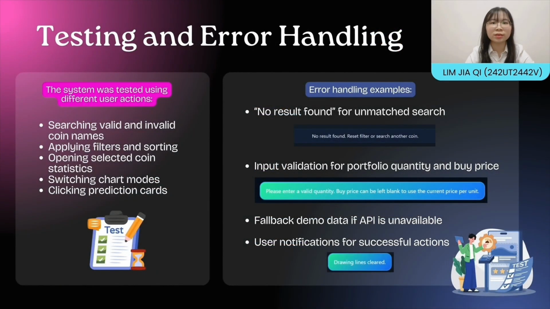The system was tested using different user actions, including searching valid and invalid coin names, applying filters and sorting, opening selected coin statistics, switching chart modes, clicking prediction cards, adding portfolio holdings, saving watchlist data, switching theme and currency, and testing mobile view. For error handling, the system shows no result found for unmatched searches, validates portfolio quantity and buy price, uses fallback demo data if the API is unavailable, and displays user notifications for successful actions.